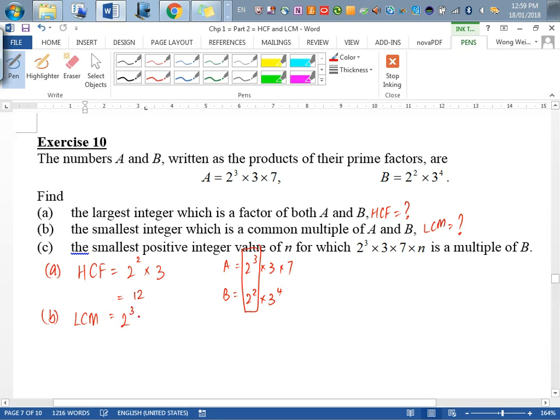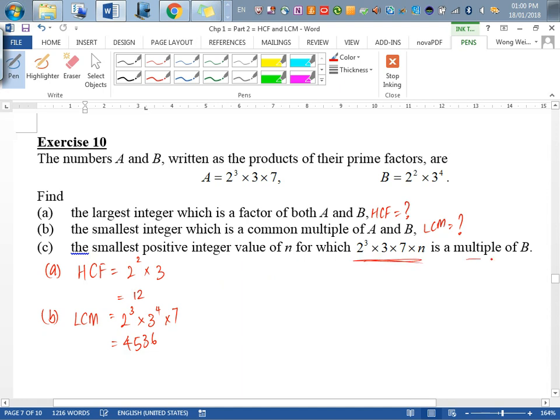2 cubed multiplied by, let us compare all the 3's now. Which one has the higher power? 3 to the power of 4. And then the lonely 7. How much do we get? 4, 5? 3, 6. Very good. That's the LCM.